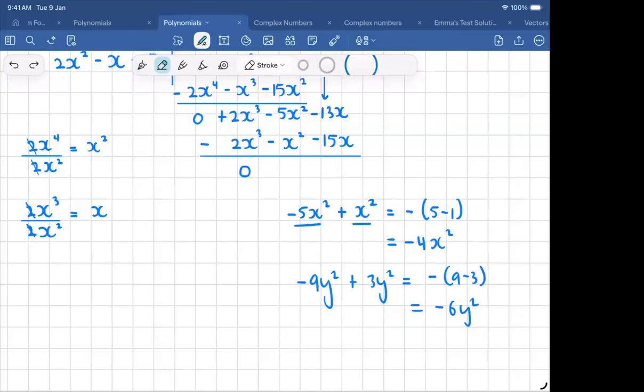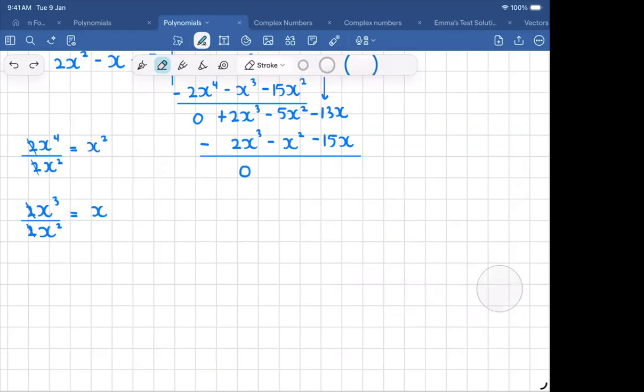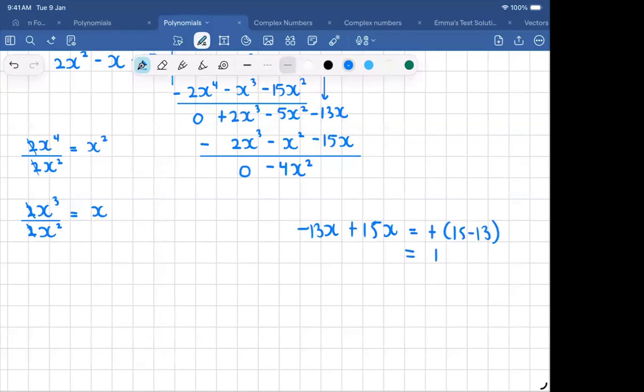I'm going to erase that. Right. So this is going to work out to be minus 4x squared. What next? Then the minus 13x and the 15x. So what is minus 13x plus 15x? In this instance, which one outweighs? Is it the positive or the negative? The positive. So we know we're going to end up with a positive answer. And from there, you could just say 15 minus 13. So plus 2x, right?